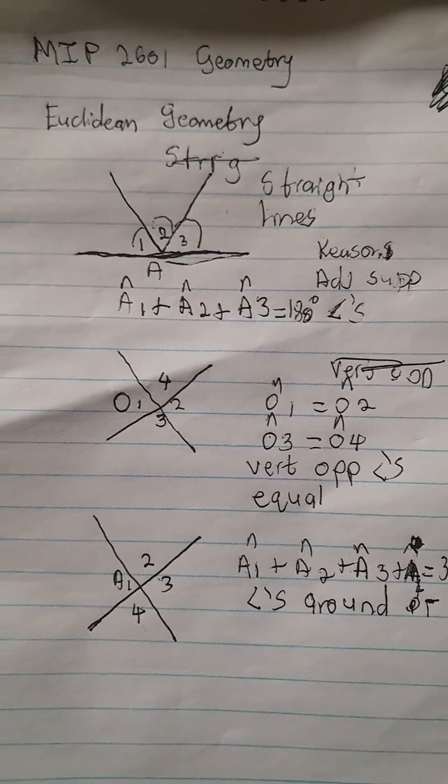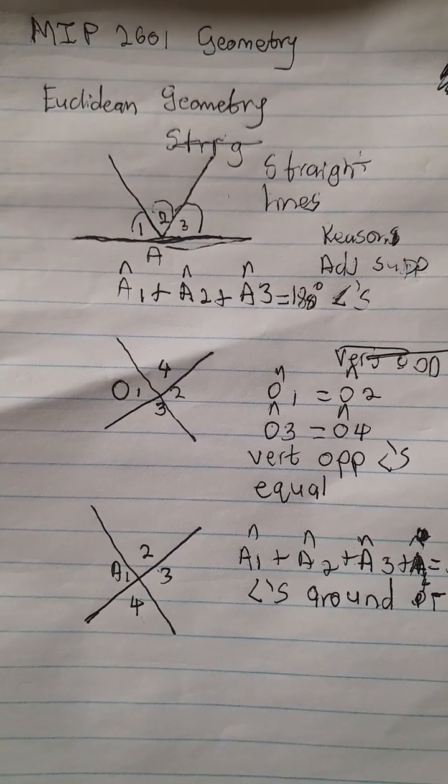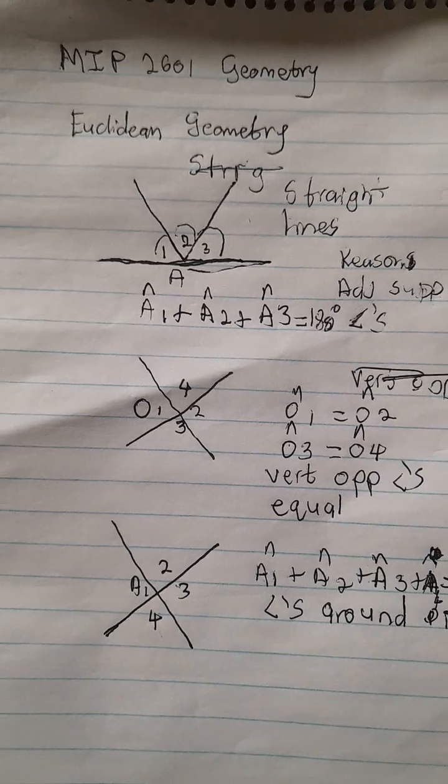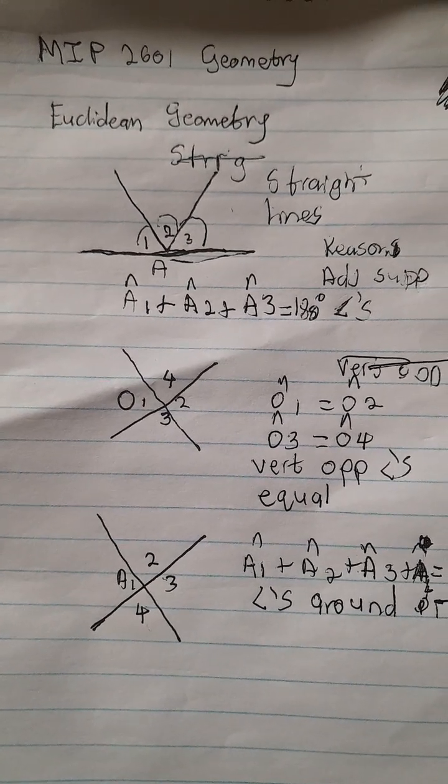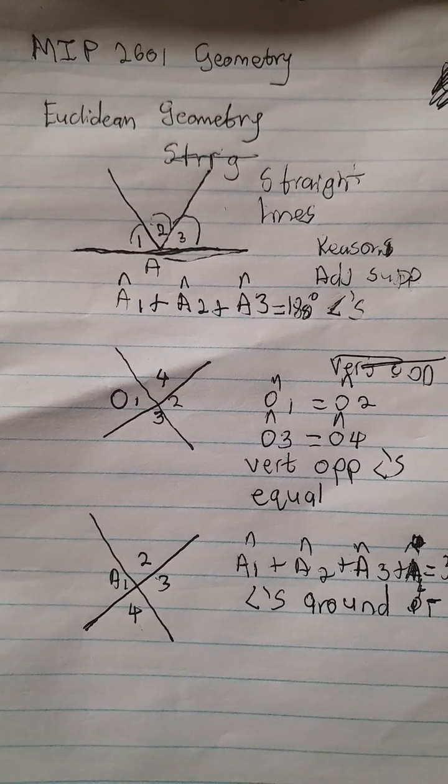Then let's look at another type of lines, which we will conclude our video with. They are called parallel lines. What are parallel lines? Parallel lines are lines that are equal in length, but they never meet.